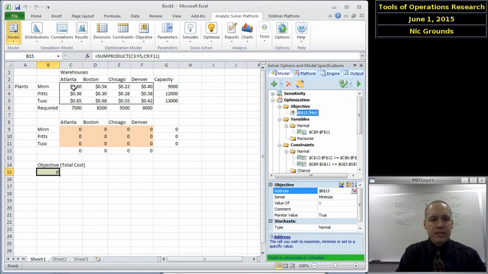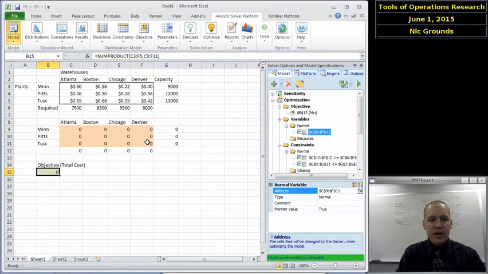So we're minimizing the sum product of all the unit costs by the number of units shipped. Our decision variables are all C9 through F11, the amounts that can be shipped each where. So for example, if we wanted to take advantage of the cheap route of shipping from Pittsburgh to Atlanta, there we go. So we could do that, and so forth.